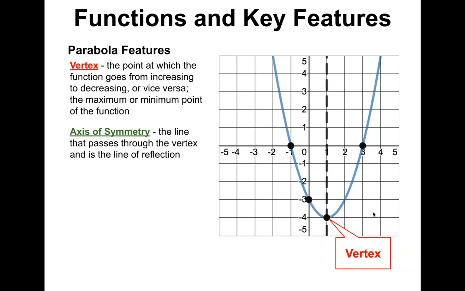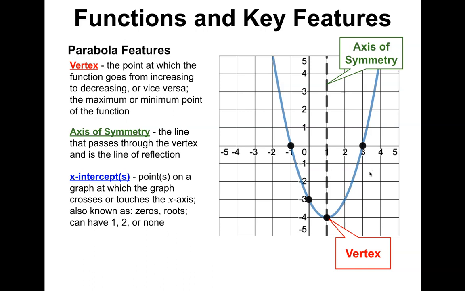The axis of symmetry is the line that passes through the vertex, and it's the line of reflection or line of symmetry. So here, this line, it will always pass through the vertex. That is called our axis of symmetry line. It's the line that cuts the parabola symmetrically down the middle.